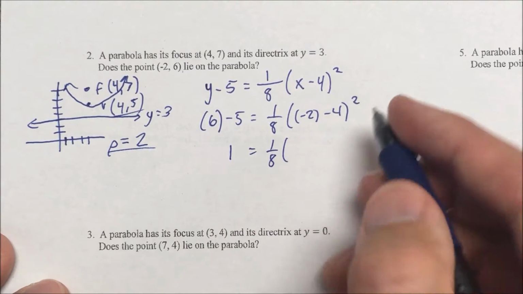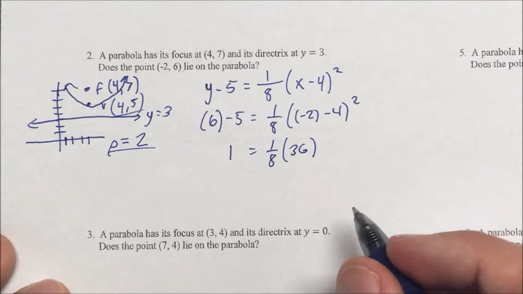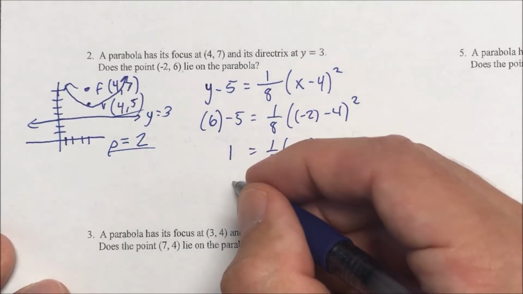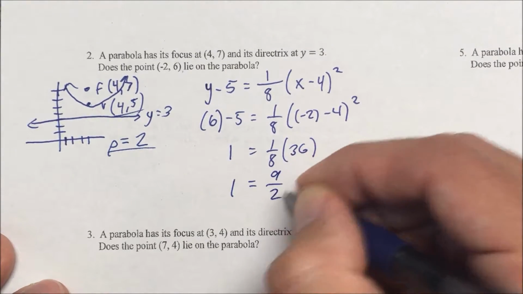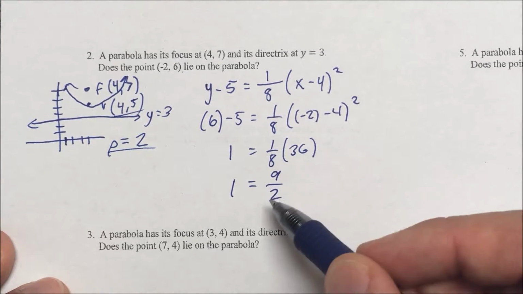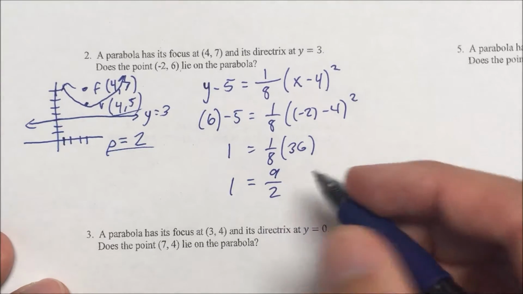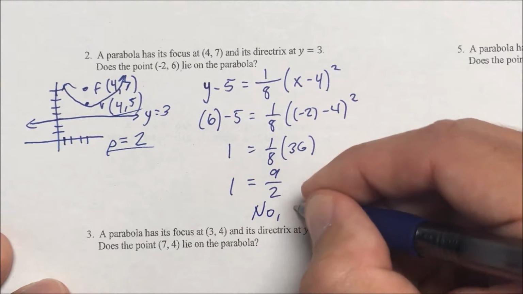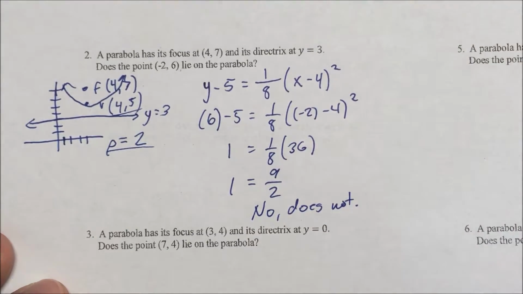Negative 6 squared is going to be 36, and 36 over 8, both those are divisible by 4, so that's going to be 9 over 2, or 4.5. And so now we have to ask ourselves, does this lie on a parabola? Well, 1 doesn't equal 9 over 2, so it can't lie on a parabola. So, no. Does not lie on a parabola. You can write all that.